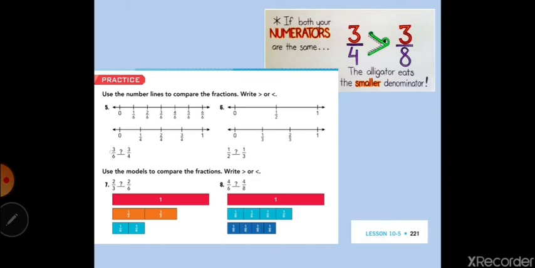Can you do this one? 3/6 and 3/4. So this is 3/6. You can see this part is 3/6 and 3/4. Which one is the greatest? Of course, 3/4. Can you do this one by yourself? Okay, let's move on.